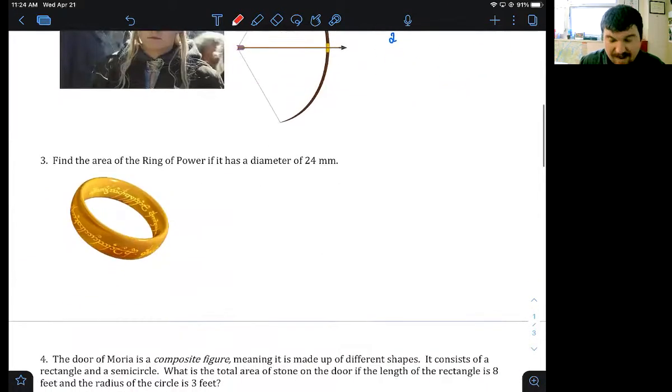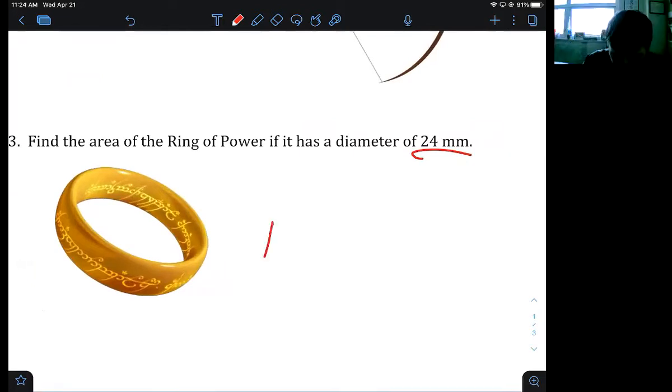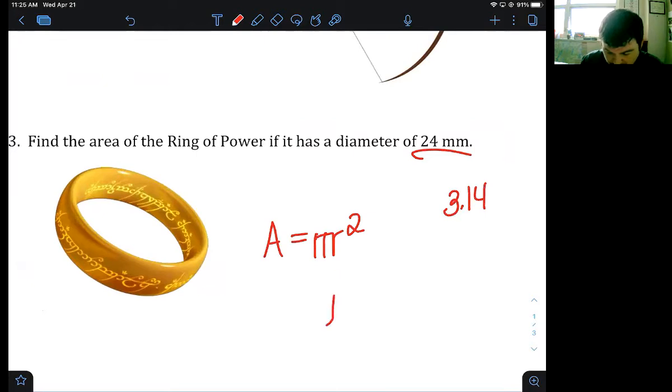And then for number 3, we have a circle. It tells you the diameter is 24 millimeters. Of course, when you're finding the area of the circle, use the circle formula, which is pi r squared. And remember, we're using 3.14 for pi. Make sure you use the radius, not the diameter. So the diameter is 24. The radius is going to be half of the diameter. So make sure you get the radius before you square it and plug it into that formula, okay?